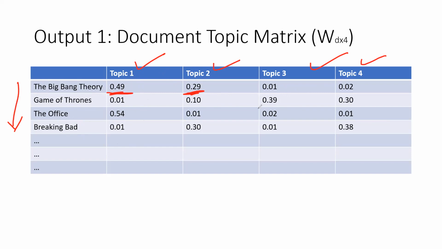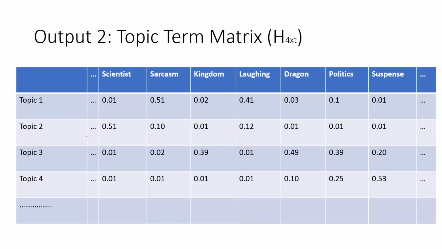Similarly, Game of Thrones has these two values as a high number. The Office has this number as high, and the fourth one has these two numbers as high. So depending on the document, we are able to say that this document is referring to this kind of topic. So this is how we have the document topic matrix. Then the topic term matrix can also be generated depending on the topics: topic 1, topic 2, topic 3, topic 4. We have given some numbers to the keywords, the terms on which we want to map the topics. So we have this matrix also.